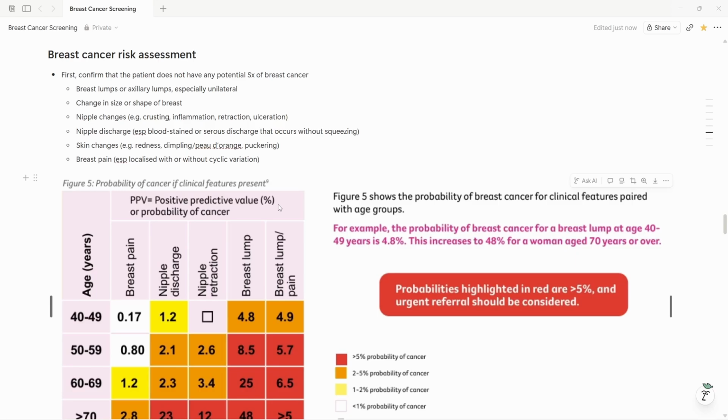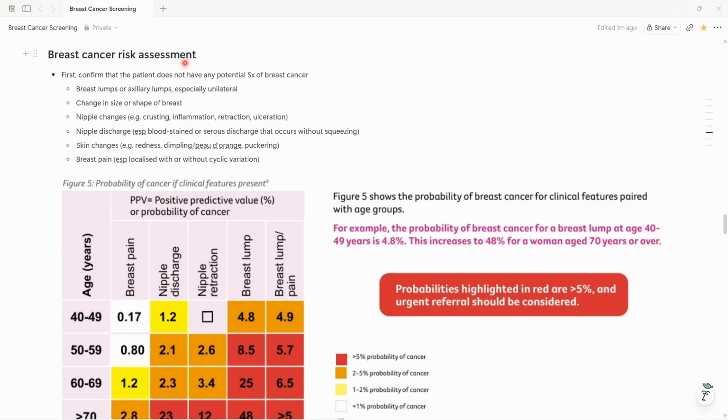Hi everyone, in this video we will be talking about breast cancer risk assessment. We will be focusing on breast cancer risk factors including family history. We will also be focusing on iPrevent as a tool for breast cancer risk assessment, and we will also touch on breast cancer risk reducing medications.